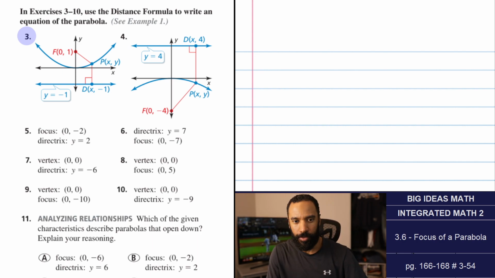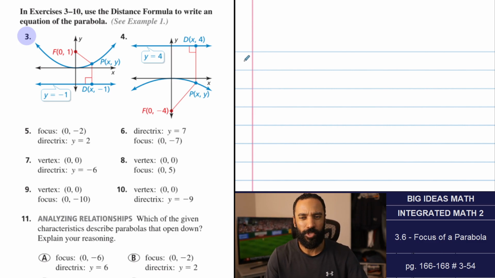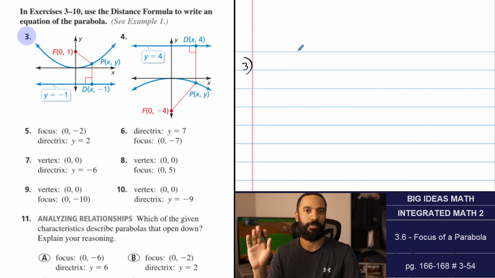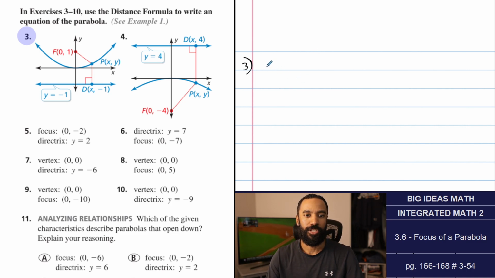Let's use numbers 3 through 10 to use the distance formula to write an equation of the parabola. Like I said, I'm going to find other ways to speed these problems up meanwhile. We do know there's a 1/4p relationship, but at this point you didn't yet know this, and that's why we're going to practice the problems just like this.